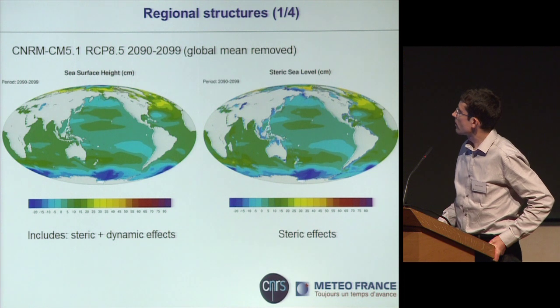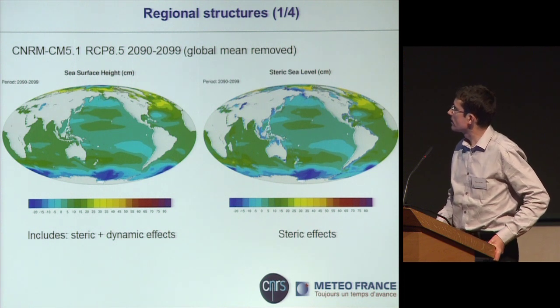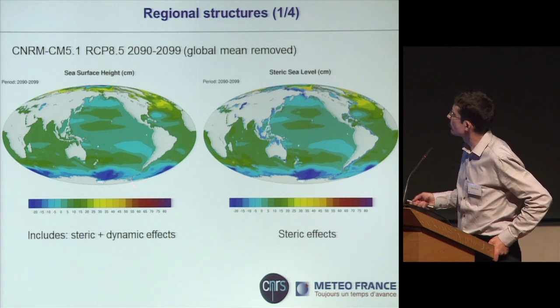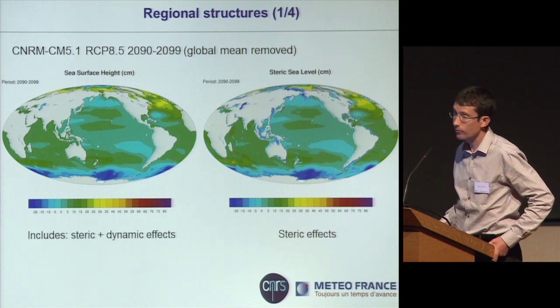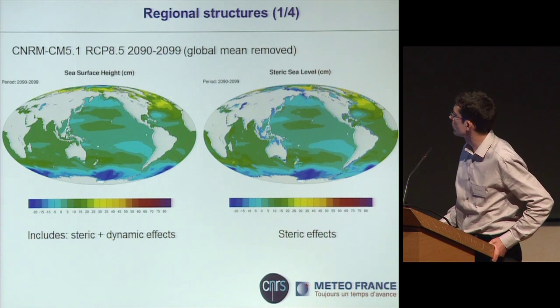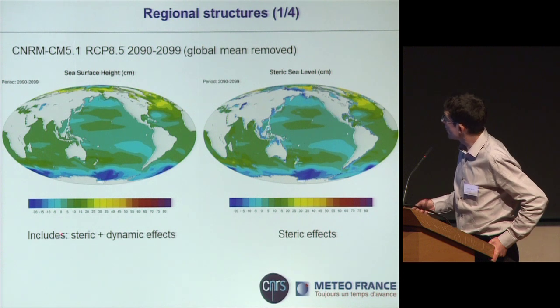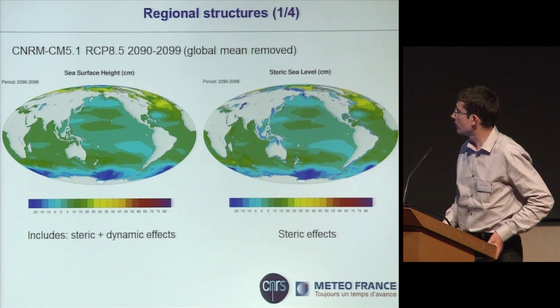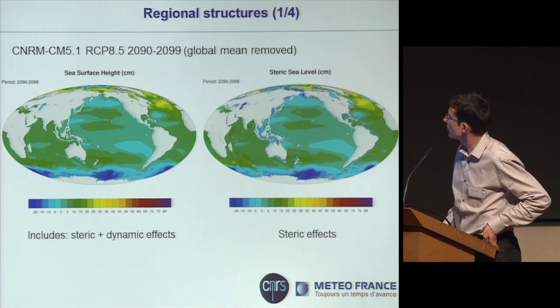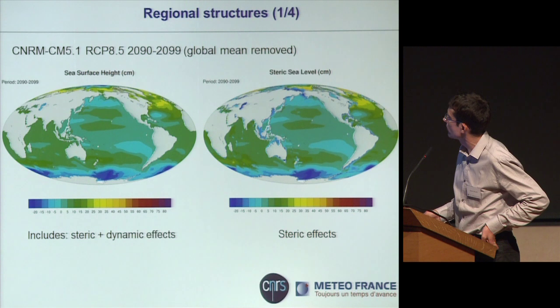Here I plotted results only for the most pessimistic scenario, RCP 8.5. This is just for CNRM-CM5.1, but this model can be seen as rather typical after all. You will see that in the next slide. So this is all the processes that a typical coupled model can represent for the future.